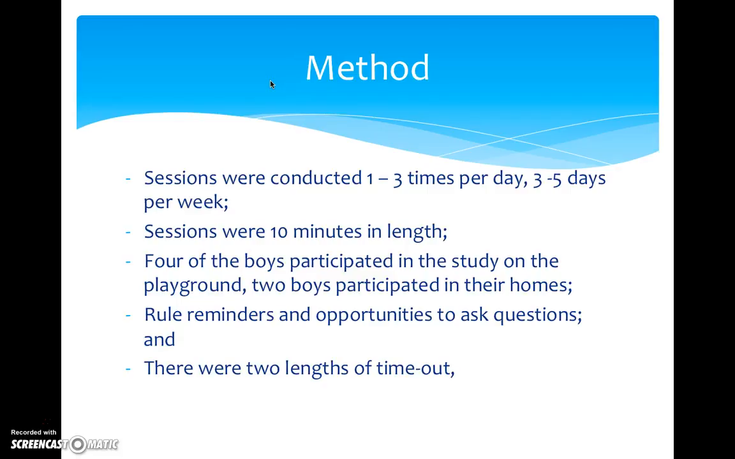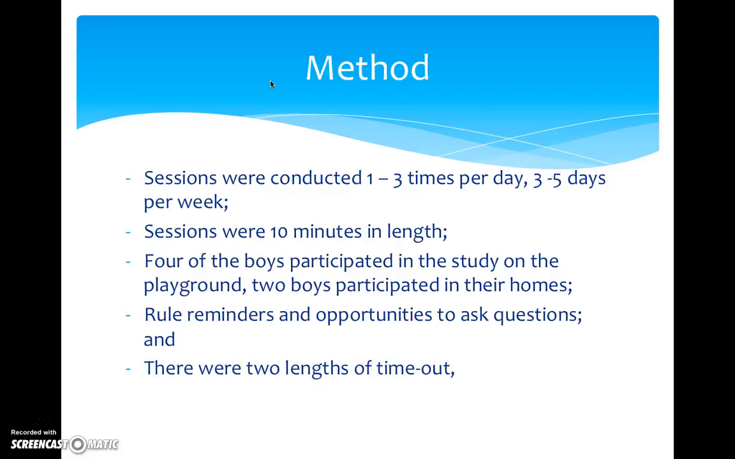Sessions were conducted 1 to 3 times per day, 3 to 5 days per week. Each session consisted of 10 minutes of time in. However, the total session duration varied depending on the frequency and duration of timeout for each participant in a particular session. Sessions took place on the playground for 4 of the boys and at home during free play times for 2 of the boys. The timeout conditions: each participant was reminded of the playground or house rules and was given the opportunity to ask any questions. If a rule was broken, the experimenter moved within arm's reach of the participant and delivered a verbal instruction to go to timeout while pointing to the nearest timeout location.